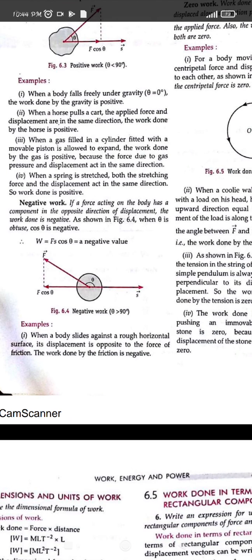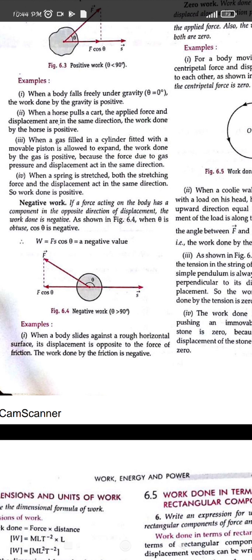If we say that the direction of the force and the displacement are in different or opposite directions, then we say that the work done is negative. So the value of theta will be negative in that direction, and the work done will be negative.